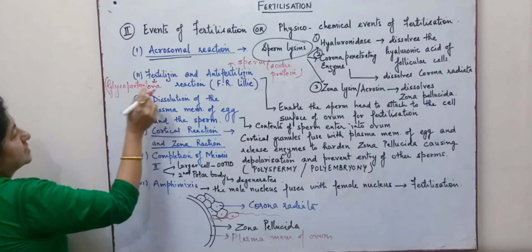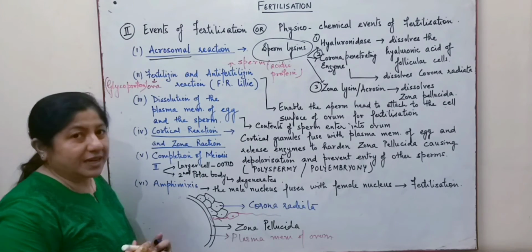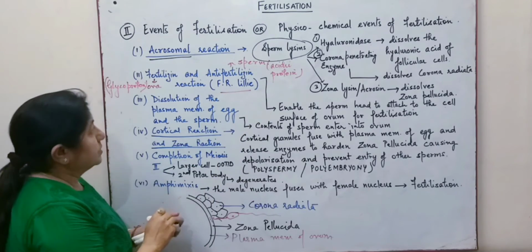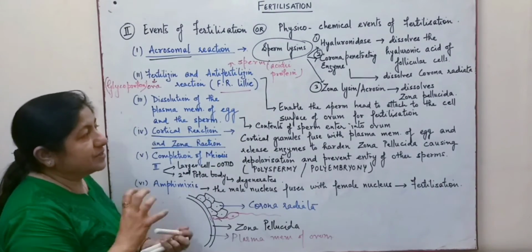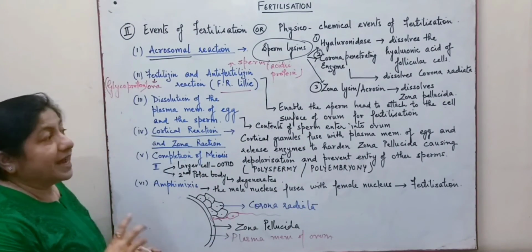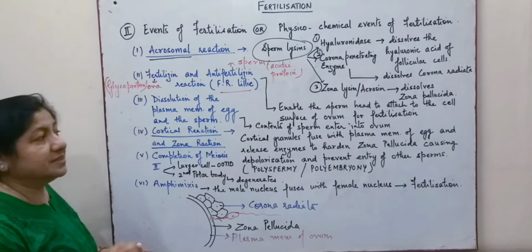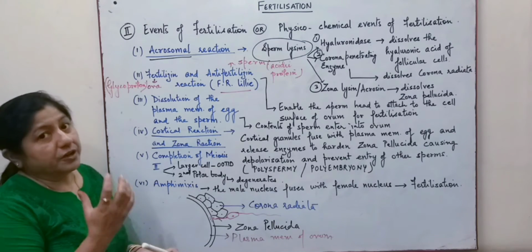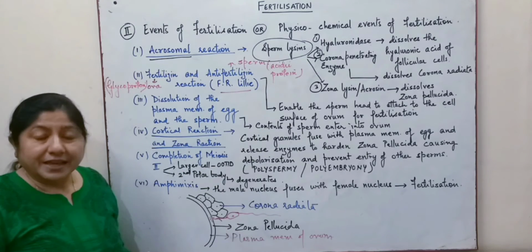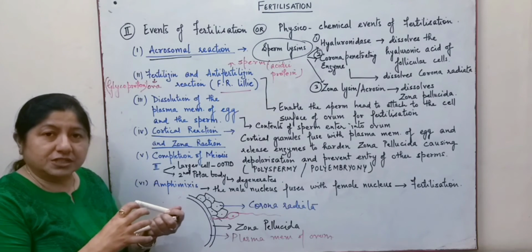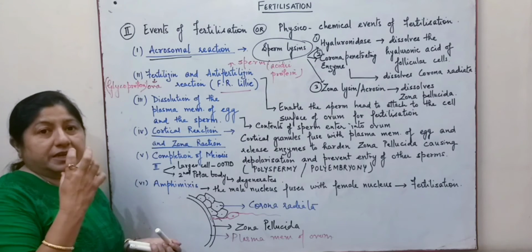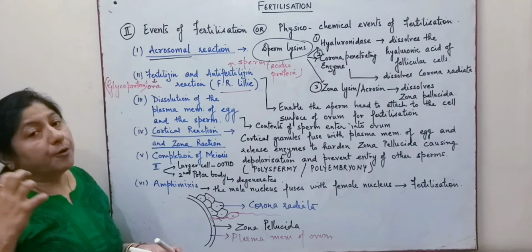Both of the chemicals react, as discovered by F.R. Lillie, and as a result the sperm is able to attach its head to the cell surface of the ovum for the process of fertilization. So fertilization is brought about with the help of fertilizin and anti-fertilizin, where the reaction takes place, and as a result the entry of the head of the sperm becomes possible.